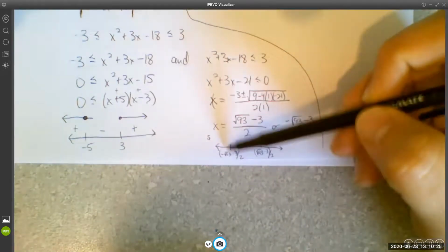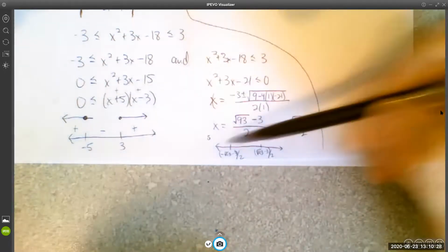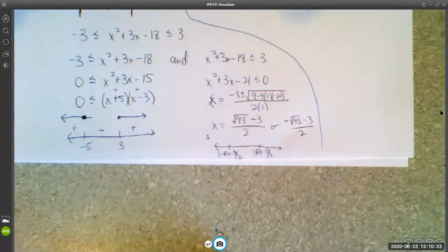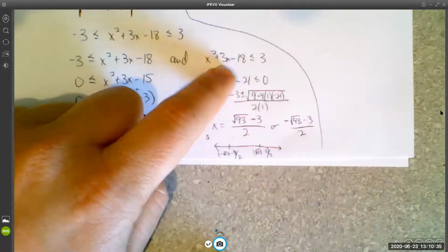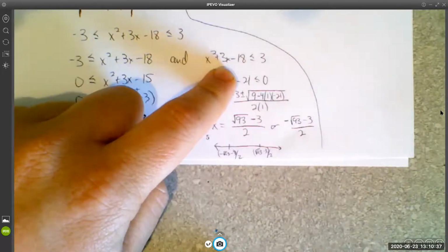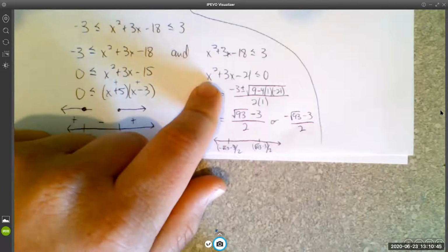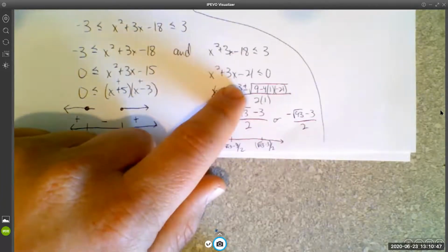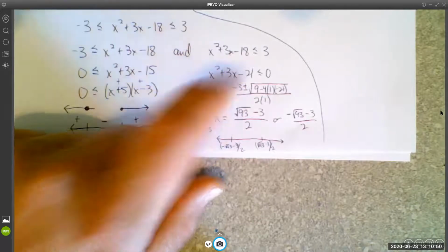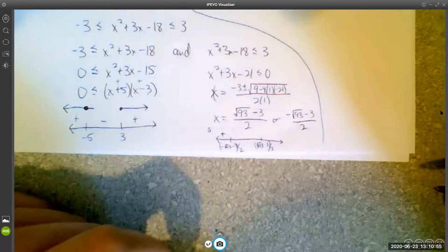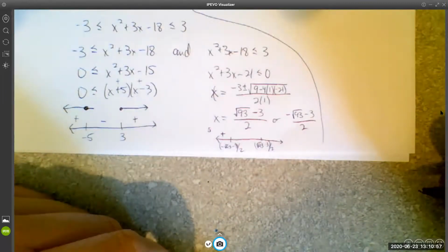So for this one, I need to choose something less than negative 6.3, like negative 7. Right? If I plug in negative 7, I get 49 minus 21, minus, or I'm sorry, I should be plugging it in here. Yeah, 49 minus 21 minus 21, that's 7. So it's positive in this region. Is that right?